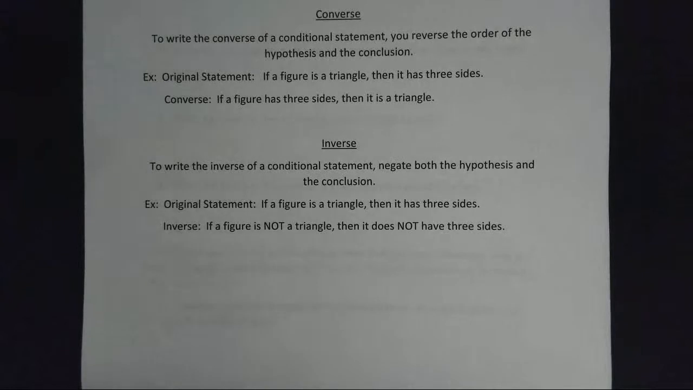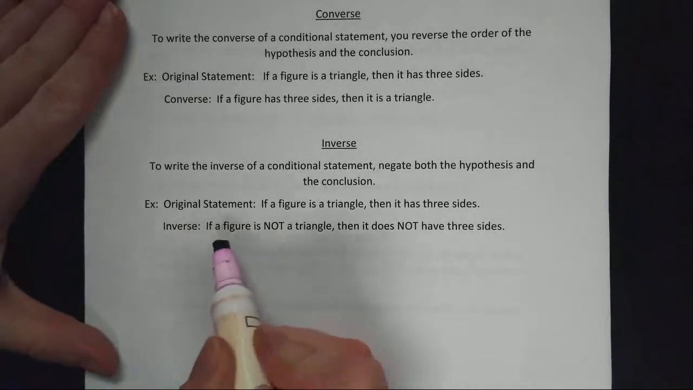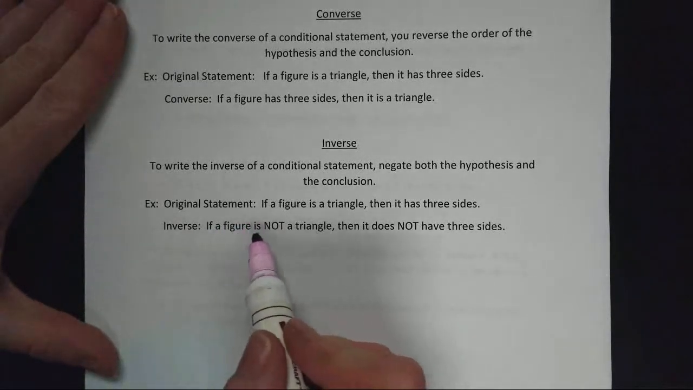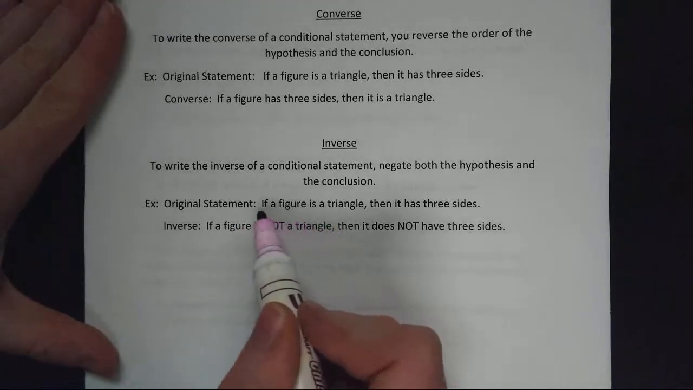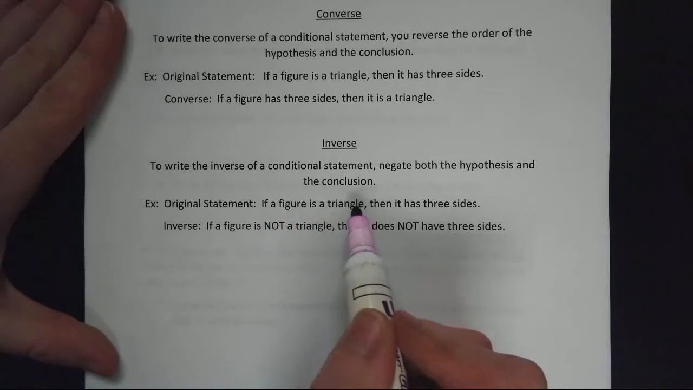Now, it's important to remember that if your original statement uses the word not, then your inverse will not use that word. So if this had been our original statement, if a figure is not a triangle, to negate that, we would say the opposite, if a figure is a triangle.